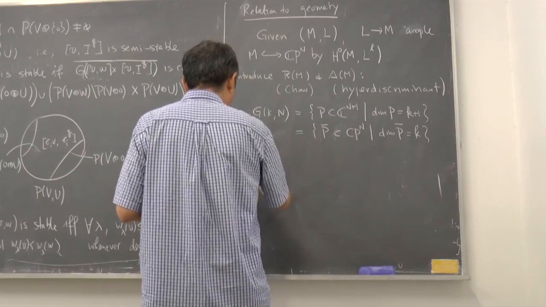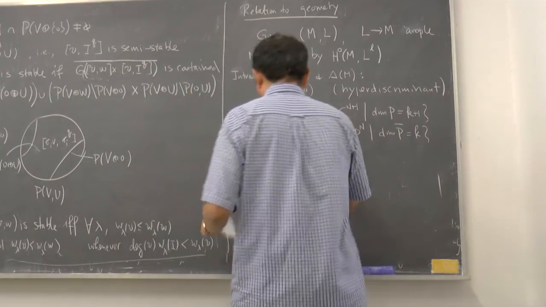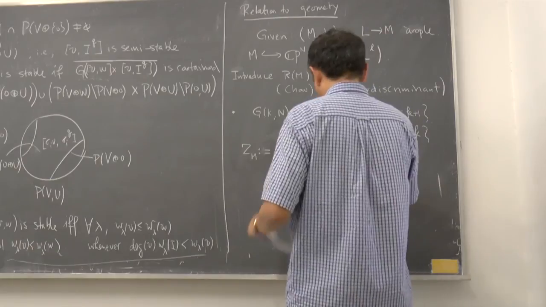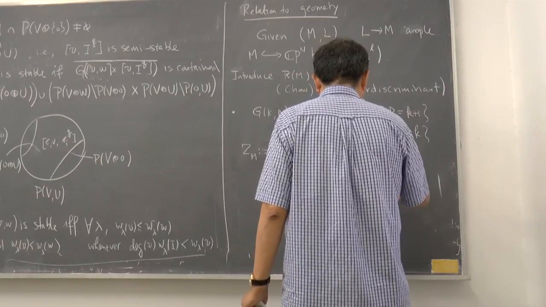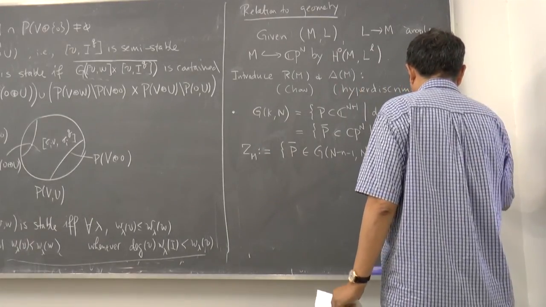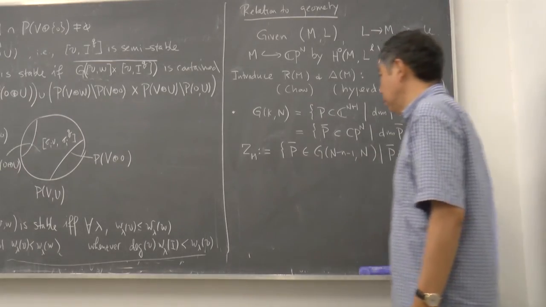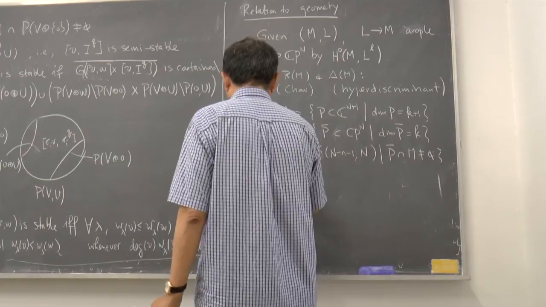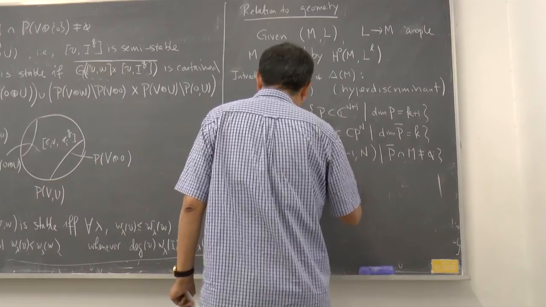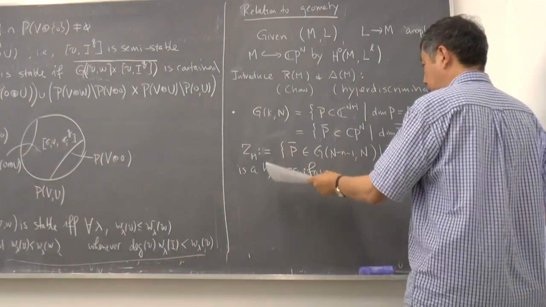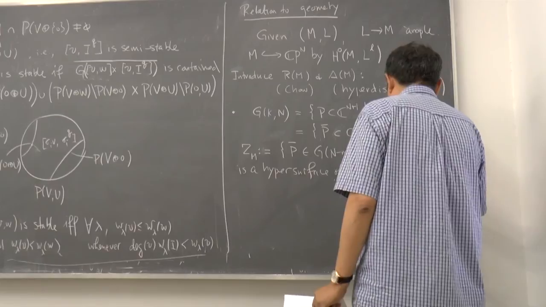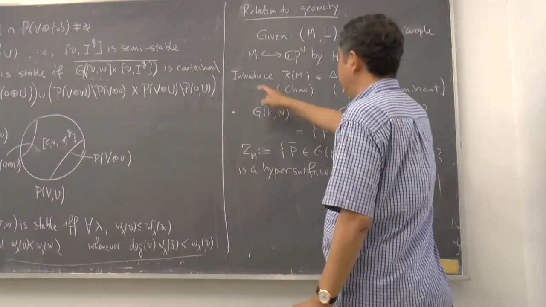Then, given M, you define Z_M to be all the P bar inside this Grassmannian, of dimension n minus 1, such that P bar intersect M is not empty. It turns out this is a hypersurface. You can count the parameters; this is a hypersurface of degree d, where d is the degree of M inside CP^N.